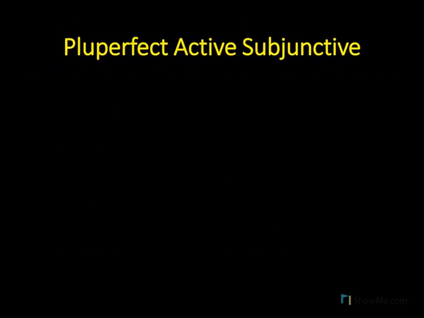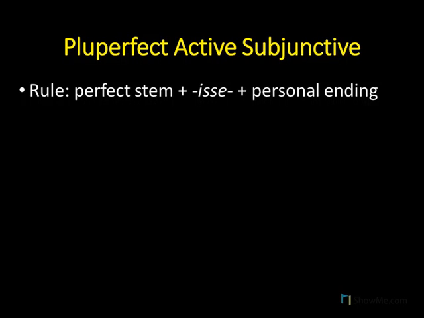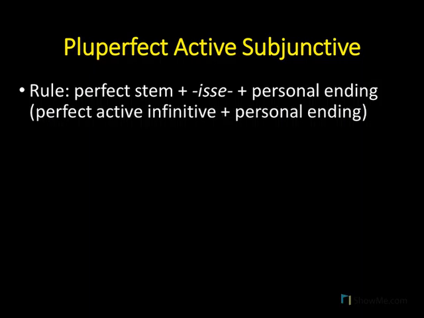So let's now sum up the pluperfect active subjunctive. Our rule for forming the pluperfect active subjunctive is to take the perfect stem, add the four letters isse, and then add a personal ending. Another way you could think of this is that you could form the perfect active infinitive, which is the perfect stem plus isse, and then add a personal ending to the perfect active infinitive.